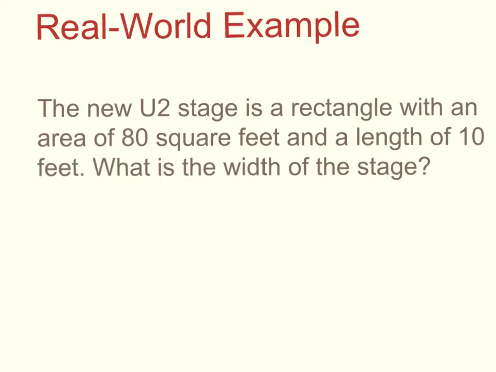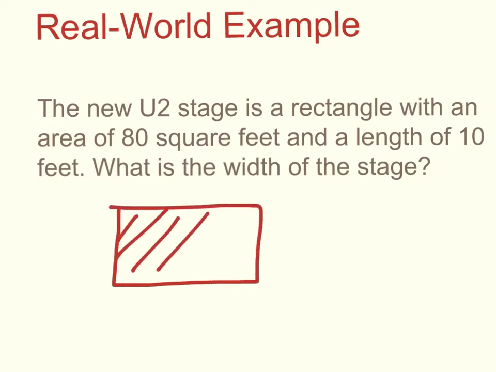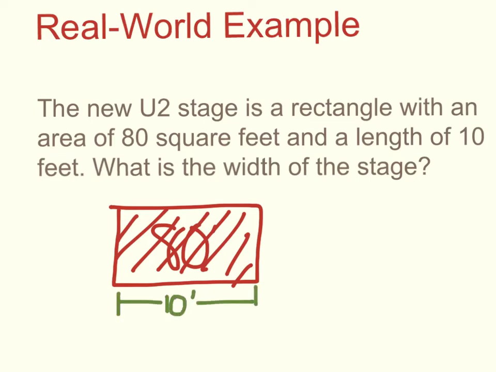Okay, so here's an example of using mental math to solve equations and problems in the real world. The new U2 stage is a rectangle with an area of 80 square feet. So here's my rectangle, and inside here is 80 square feet, and a length of 10 feet. So from here to here is 10. And it wants to know what the width is there. So that's our unknown, that's W.